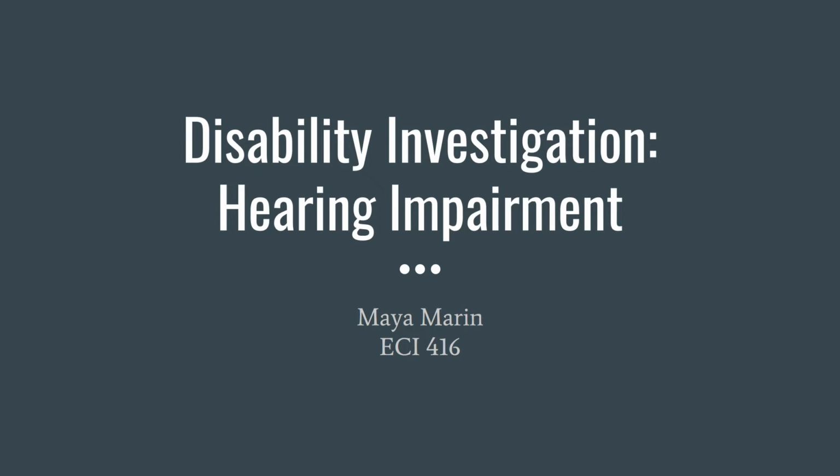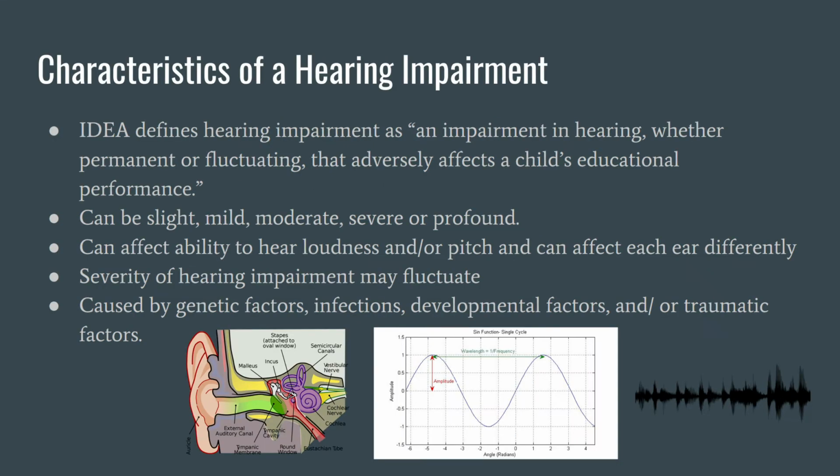My name is Maya, and I did my disability investigation on hearing impairments. So, a hearing impairment is defined by the IDEA as an impairment in hearing, whether permanent or fluctuating, that adversely affects a child's educational performance.